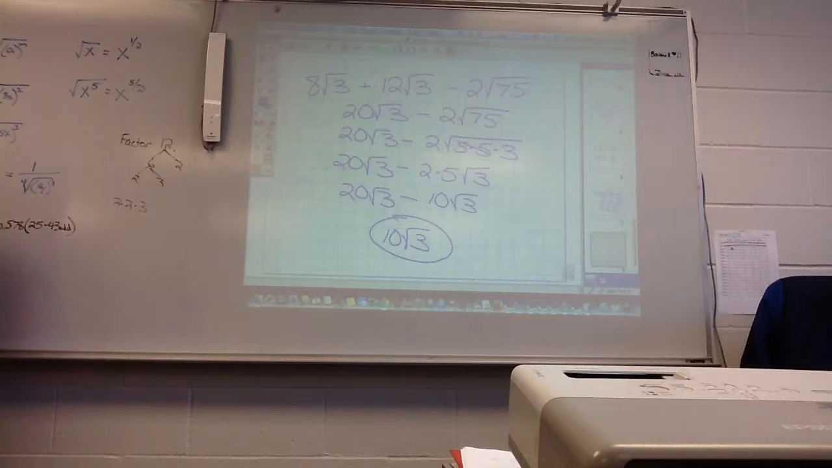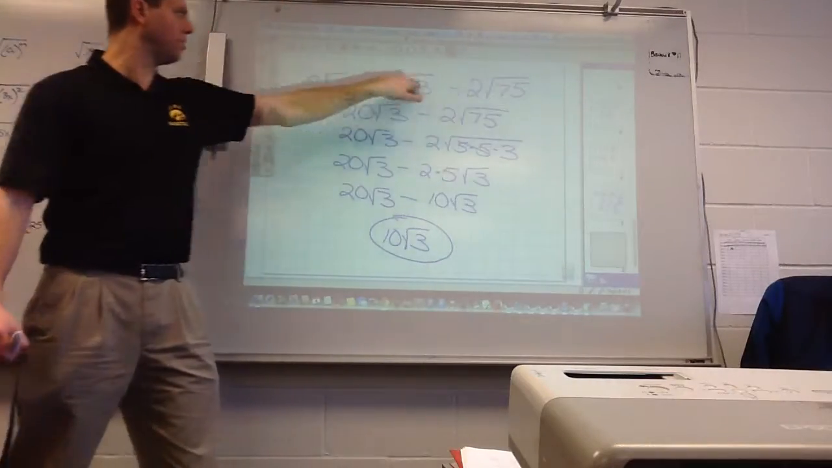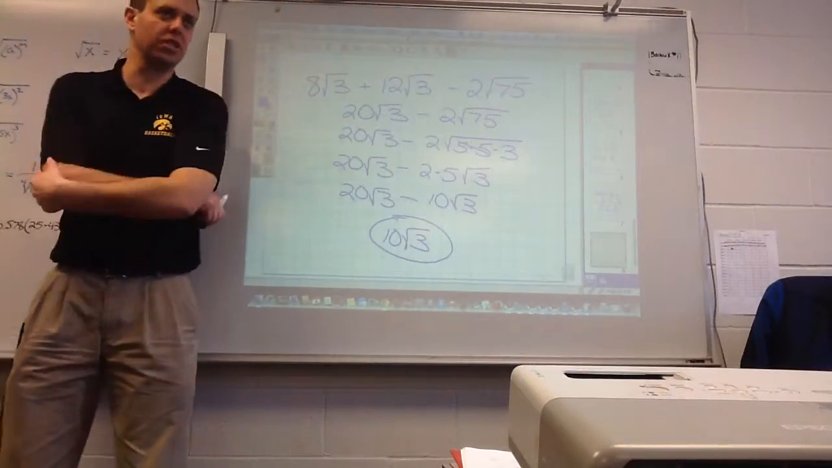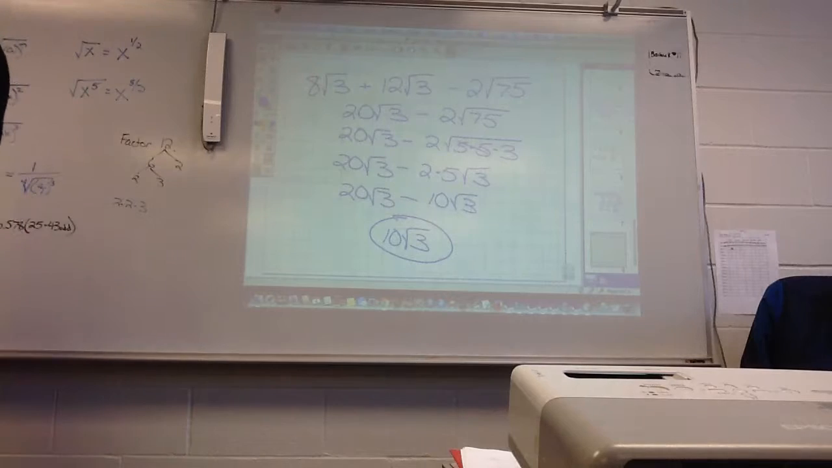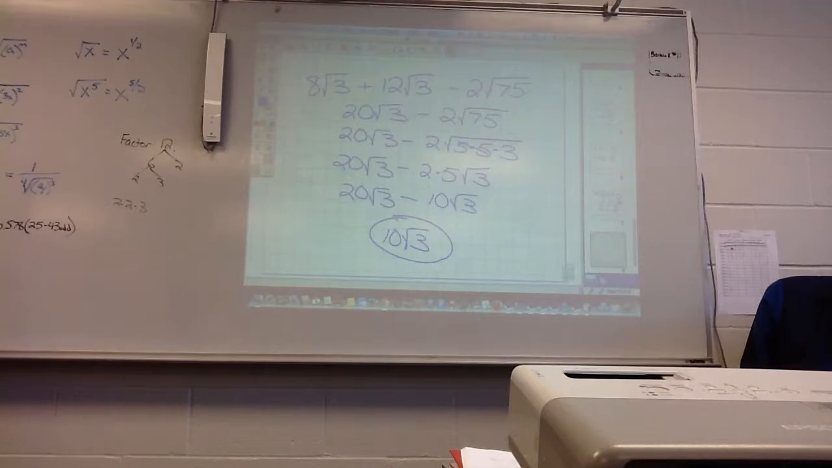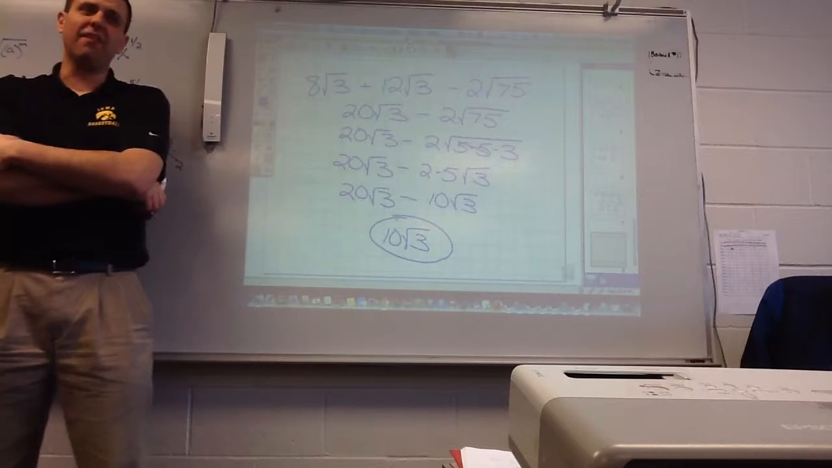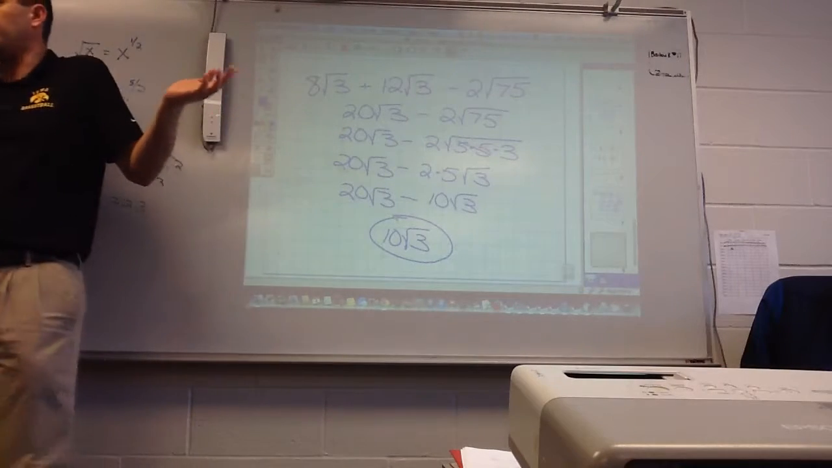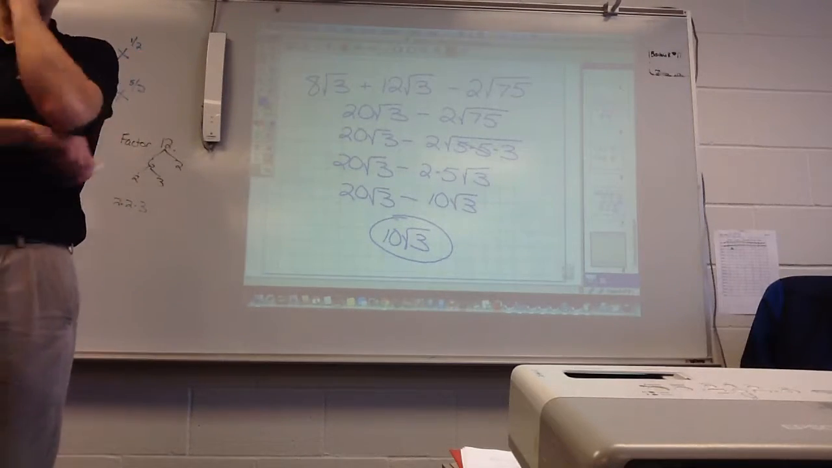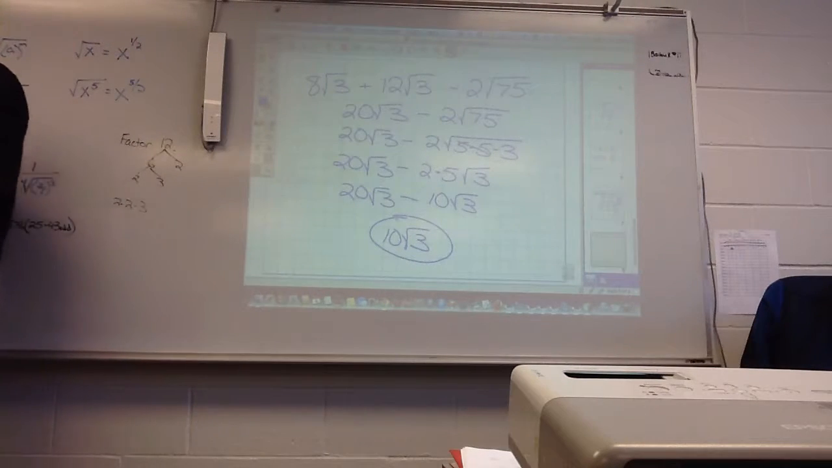Okay? So sometimes, even though they might not look like they're all like terms, they actually end up being like terms if you simplify the radical. And you'll always, always, always want to simplify as far as you can. Now, if they're still not like terms, then they're not like terms and you just leave your answer. You can only combine the things that are alike.